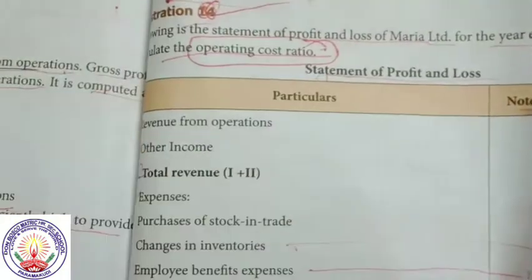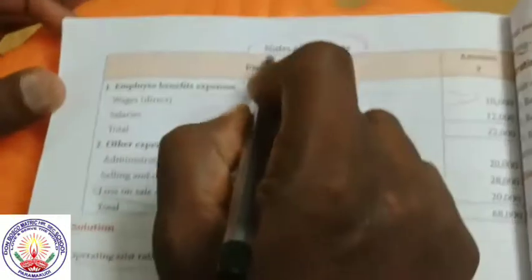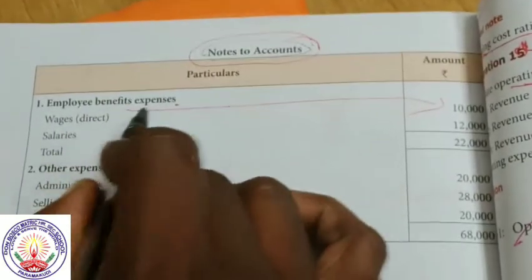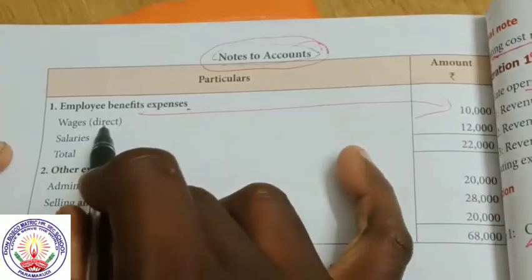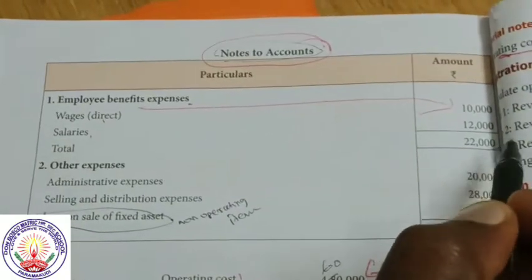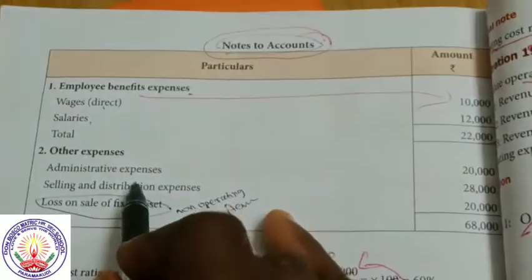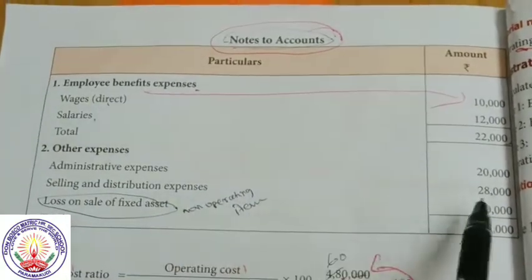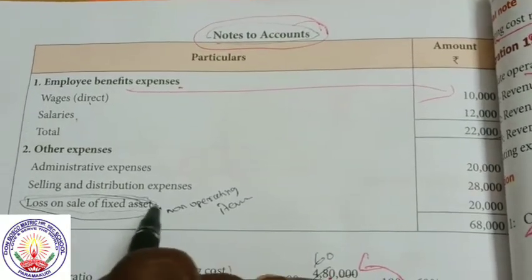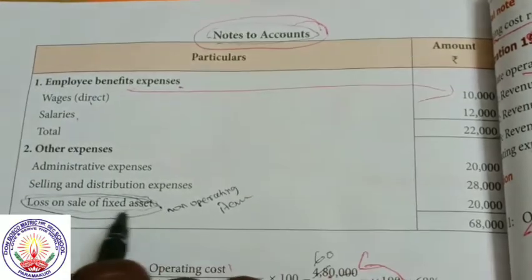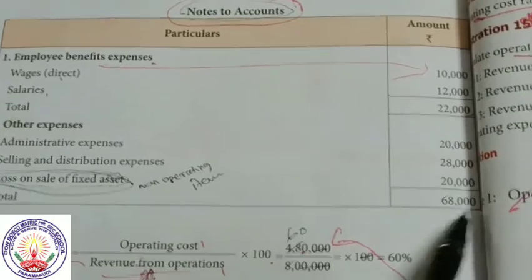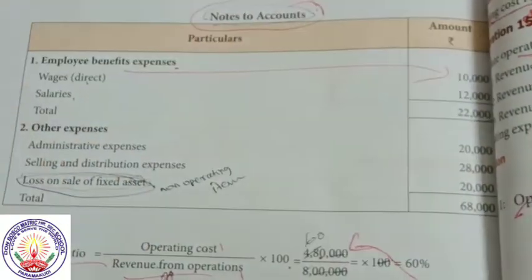This is for the question. Additional information is given in the notes to accounts. Employee benefit expense: wages are direct expense, salaries are indirect expense. Total expense, how much rupees? Other expenses: administrative expense, selling and distribution expense, loss on sale of fixed asset. Don't consider the loss on sale of fixed asset, it is a non-operating item. 20,000. Total 68,000. This is the additional information for the question.